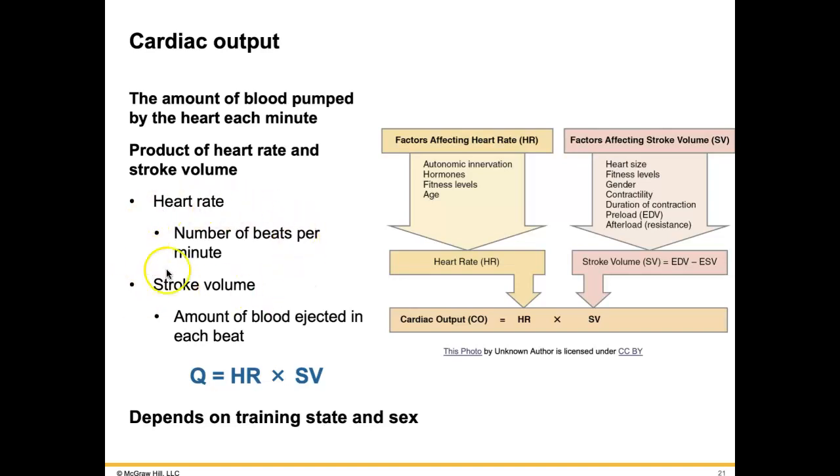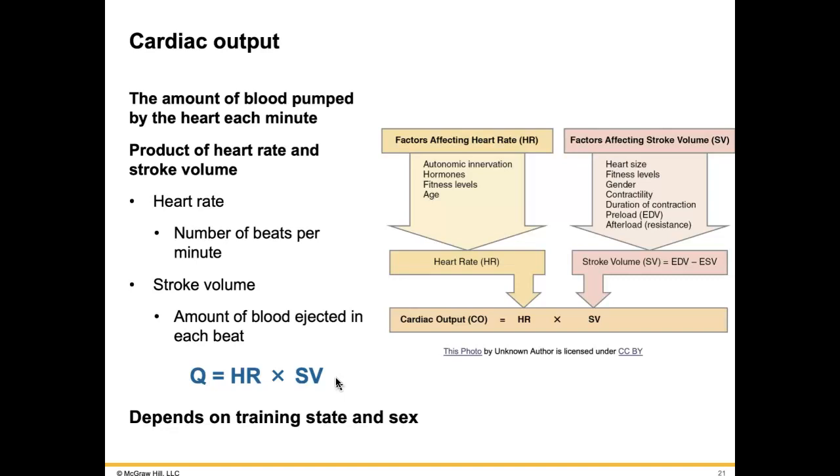So our heart rate is the number of beats per minute, and our stroke volume is the amount of blood that we would have in that left ventricle that we are able to eject out and into the aorta with every beat. So we are going to use Q to represent our cardiac output, HR for heart rate, and SV for stroke volume. This you should commit to memory. And it's going to be different for everyone depending on their training status and their sex.